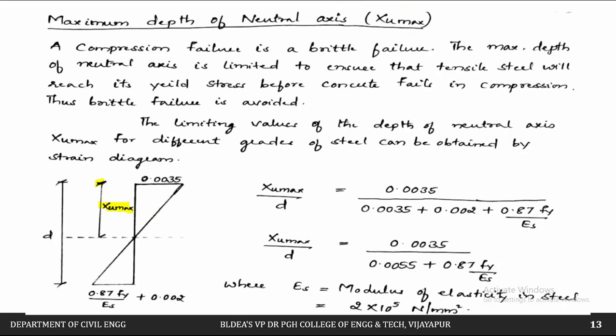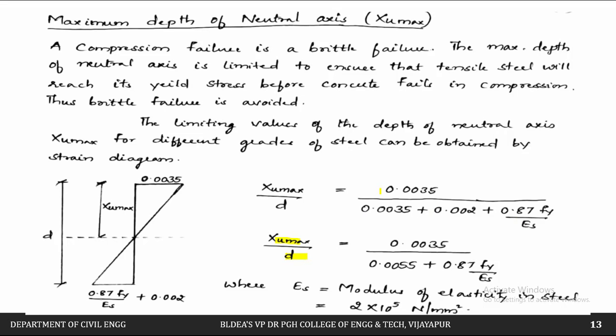So what we can do, we can apply similar triangles. That is, xu max divided by this total depth, that is D, is equal to, applying similar triangles, this 0.0035 divided by the effective depth total D divided by this value plus this value, that is 0.0035 plus 0.87 f of y by Es plus 0.002. We have applied similar triangles.